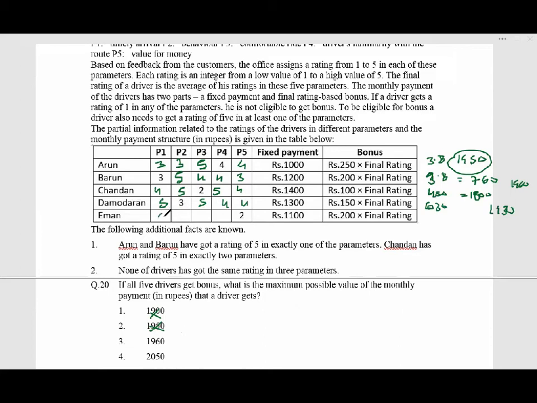Iman, I'll give him 2 5s and 2 4s. Total 24. 800 plus 1100, 1900. So highest is 1960 only.